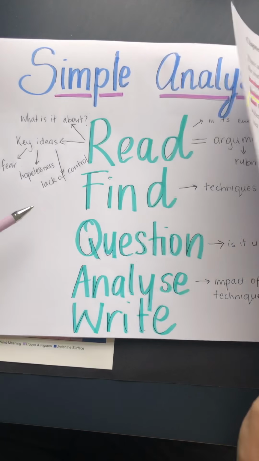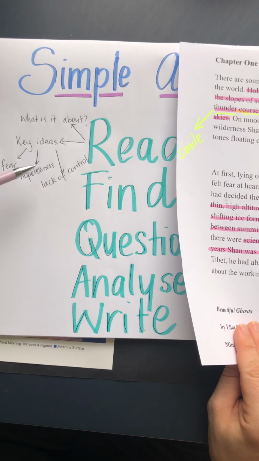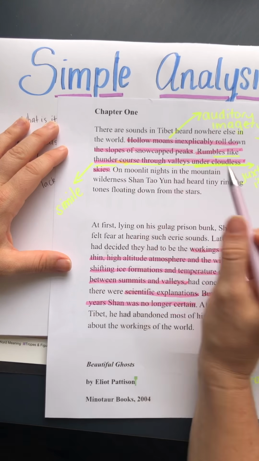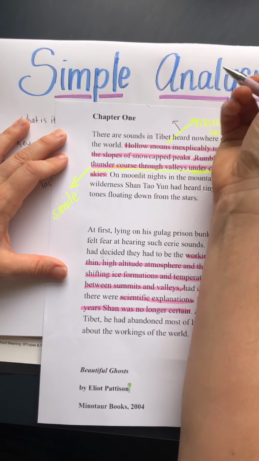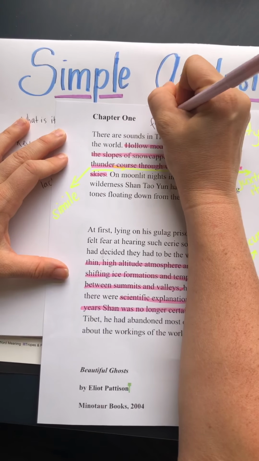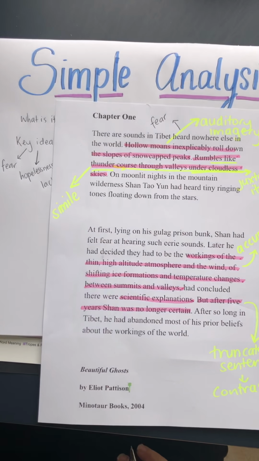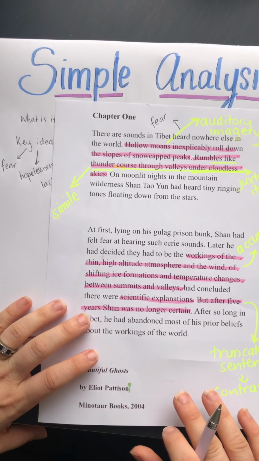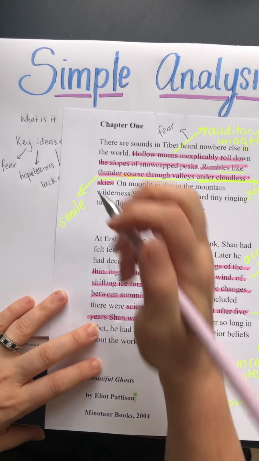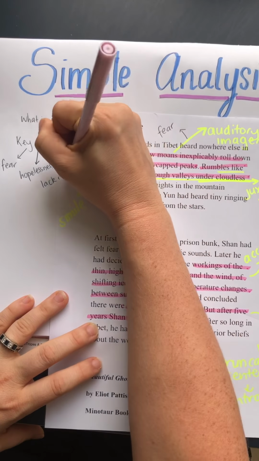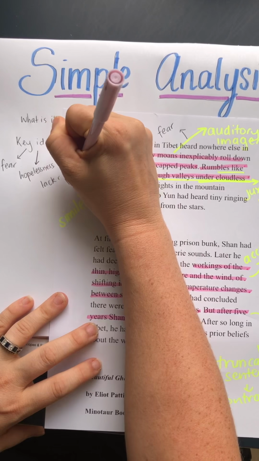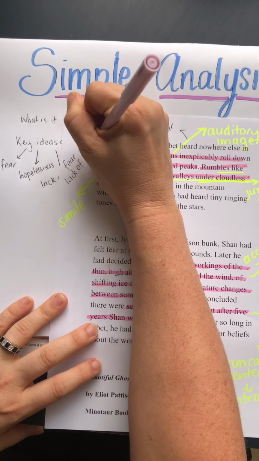Okay, so let's have a look. I want to see if I think it proves fear, hopelessness, or lack of control. "Hollow moons." I think this one talks to me about fear. It sounds creepy to me. "Rumbles like thunder course through valleys under cloudless skies." I think here I also have some fear and maybe some lack of control. I could prove that.